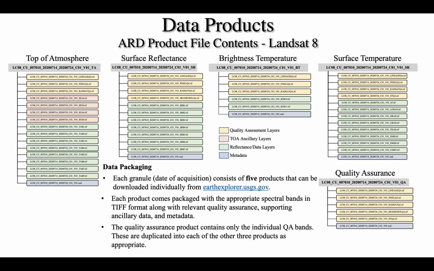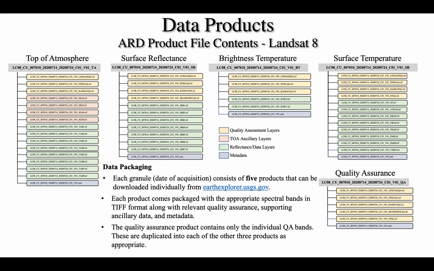2 of the 5 products include Collection 1 Level 1 Landsat imagery converted to top of atmosphere reflectance and surface reflectance. 2 other products are thermal bands, standardized and converted to brightness temperature, as well as surface temperature. The 5th product is a quality assurance bundle of images, each of which are included in each of the 4 reflectance and thermal products. So the quality assurance layers are also distributed across each individual product.